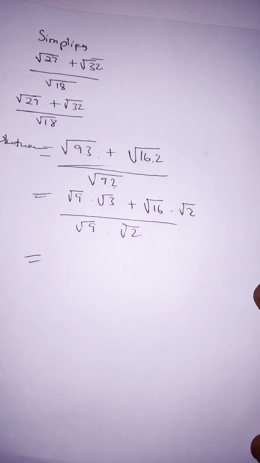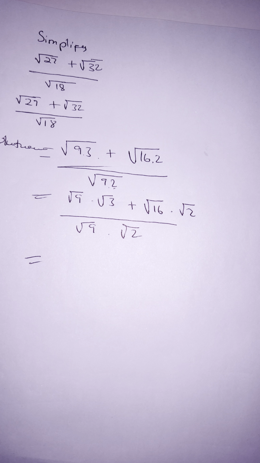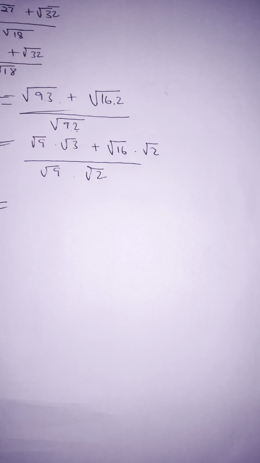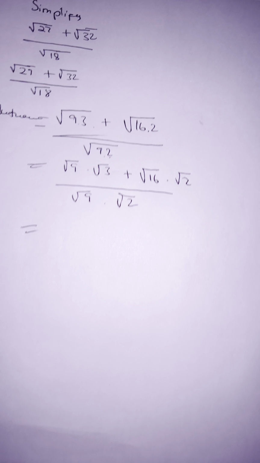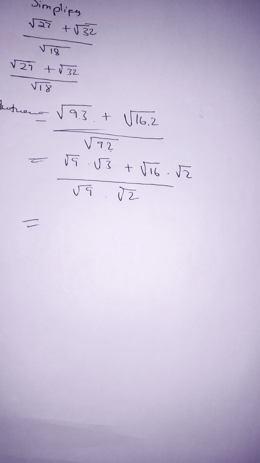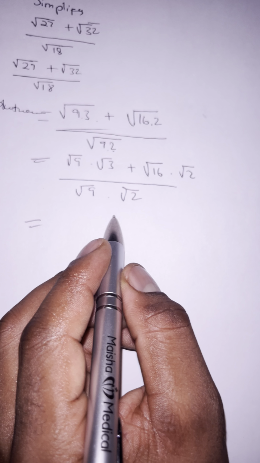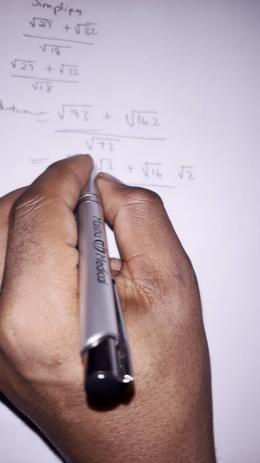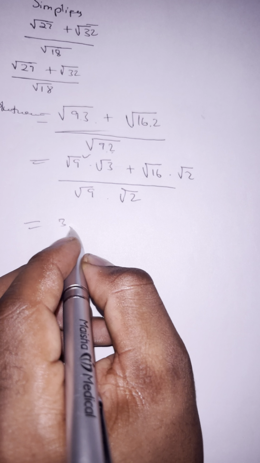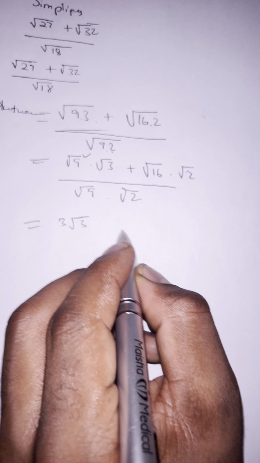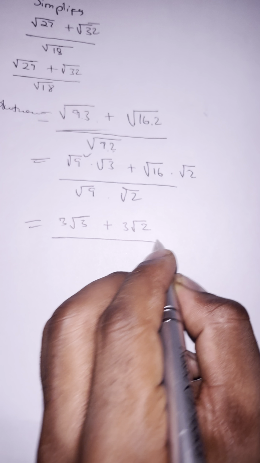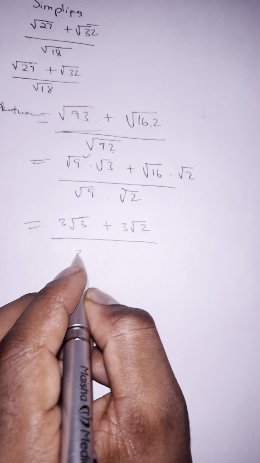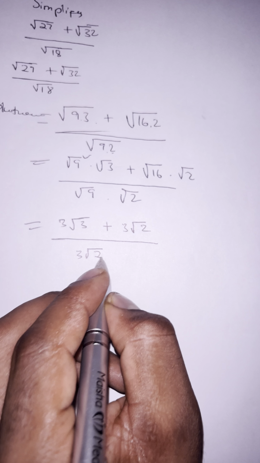I hope you are following. Let's recap. The square root of 9 is 3, so 3 times the square root of 3, plus the square root of 16 is 4, times the square root of 2, divided by the square root of 9, which is 3, times the square root of 2.